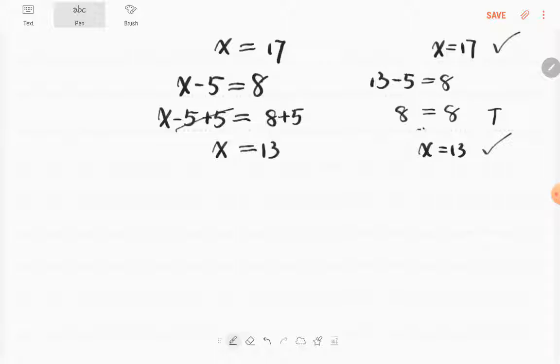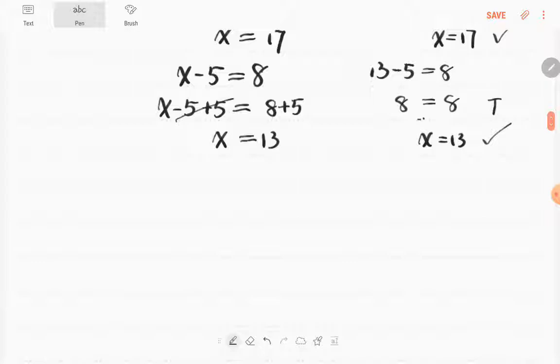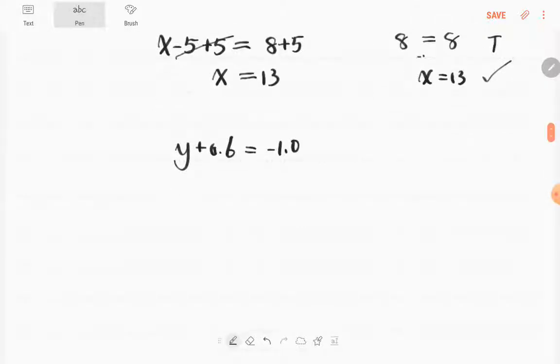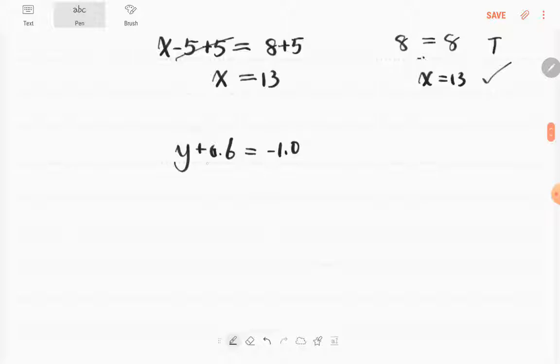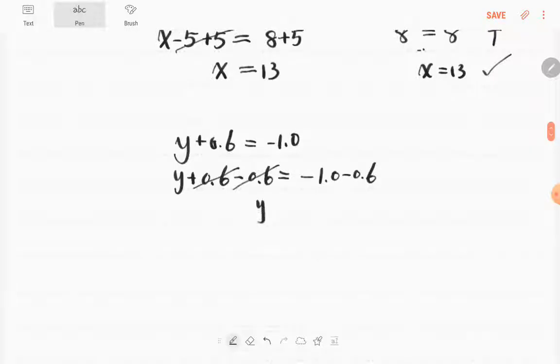Okay. So let's try another example. This time we have decimals. But we still do the same thing. This time we want to solve for y. We minus 0.6 to both sides. Then we can cross out plus minus 0.6. We keep y equals negative 1.6.